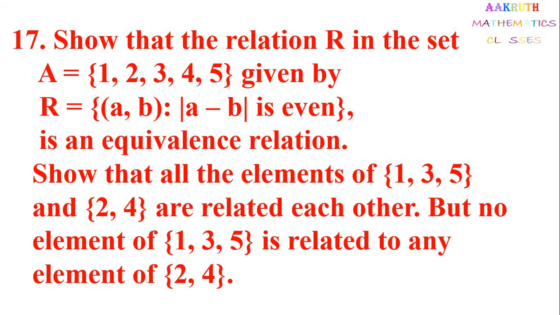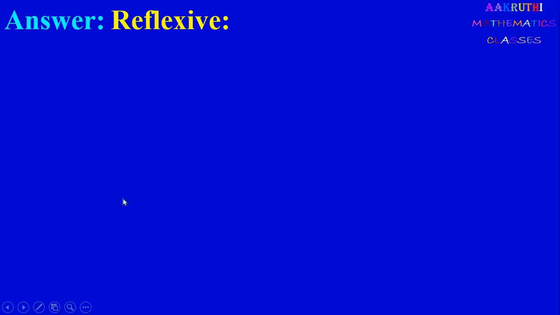So next question. Show that the relation R in the set A equal to {1, 2, 3, 4, 5} given by R equal to the set of all (a, b) such that mod of a minus b is even is an equivalence relation. Show that all the elements of {1, 3, 5} and {2, 4} are related to each other, but no element of {1, 3, 5} is related to any element of {2, 4}.